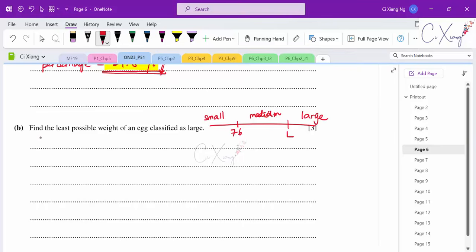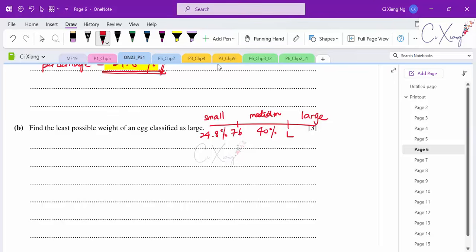So for this question, they're asking for the least possible weight of an egg classified as large. So the least possible weight will be L. That means if any egg weighs more than L, then we consider it a large egg. Okay, then how can we find the value of L? So I actually need to have all the probabilities here. So for the small one, just now I know that 24.8% is considered small eggs, 40% of the eggs are considered medium.